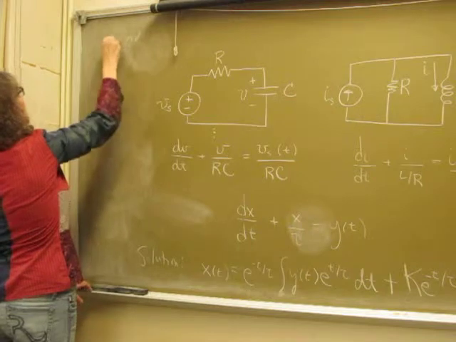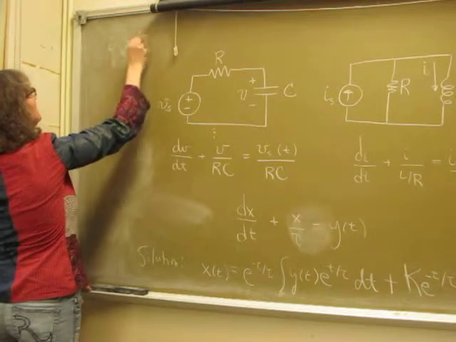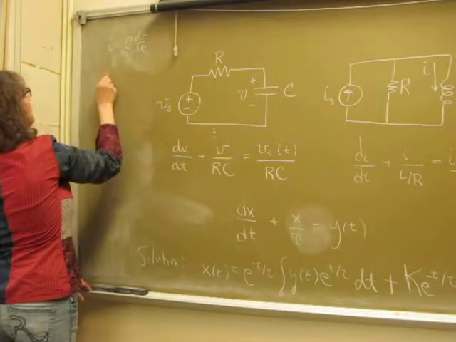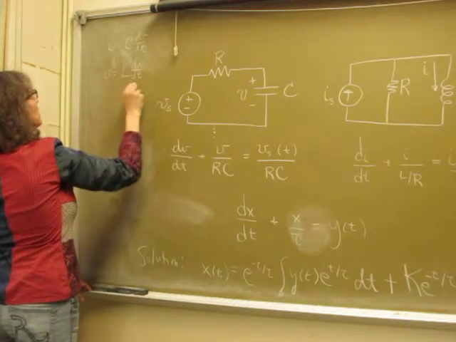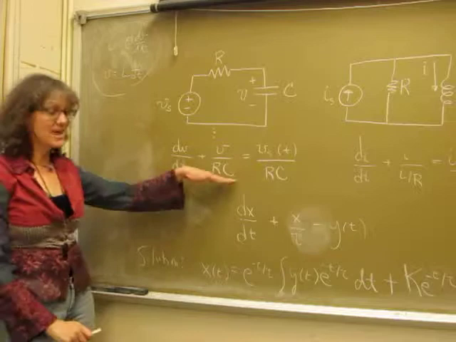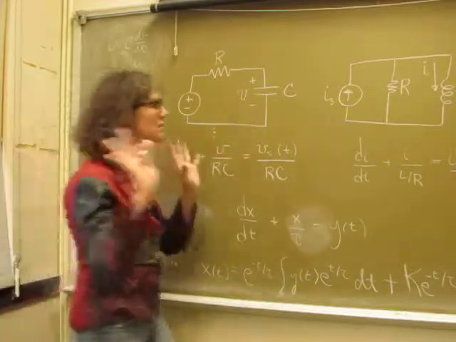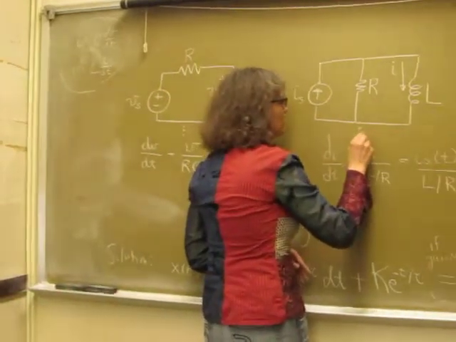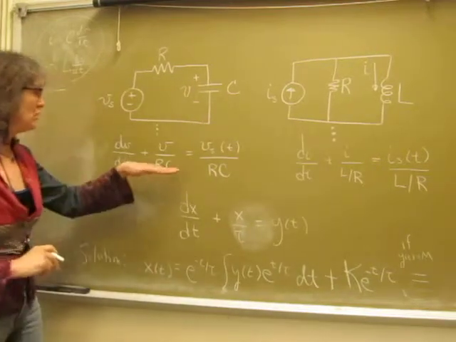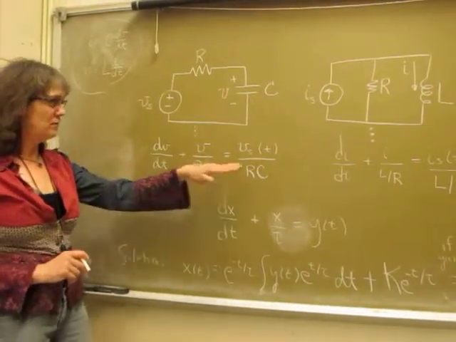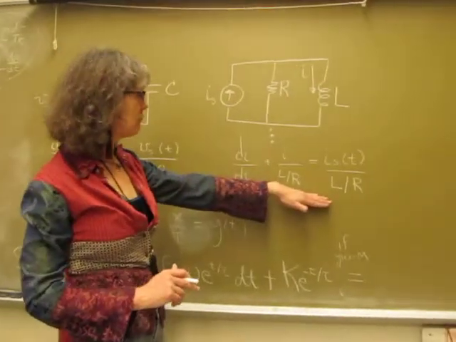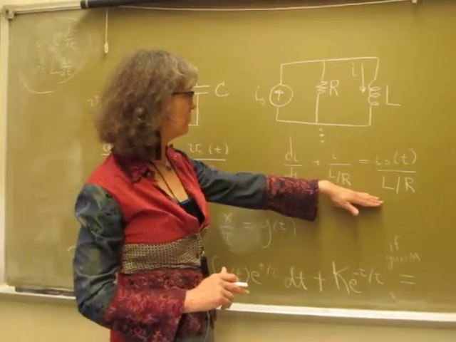Okay, it's this way. The current through a capacitor is C dV dt. The voltage across an inductor is L di dt. So you've got to use these in order to get these differential equations, but again, I know that you can do it on your own in less than 5 minutes, and you get, for this circuit, this first order differential equation. For this circuit, you would get this first order differential equation.